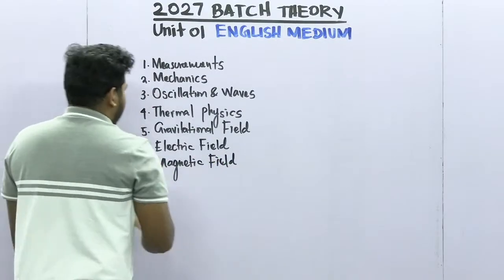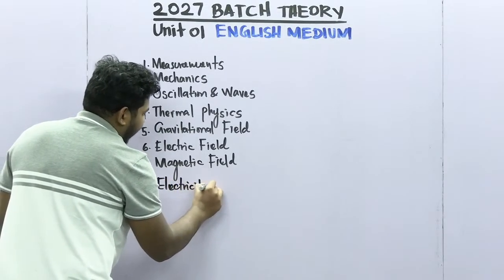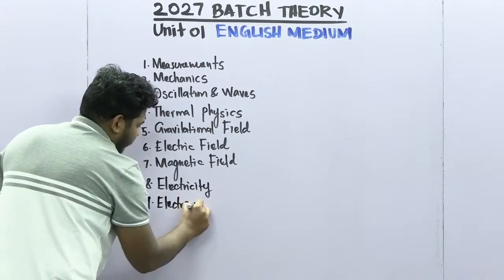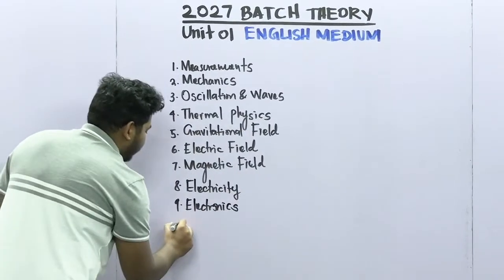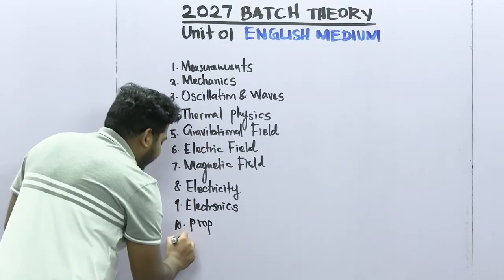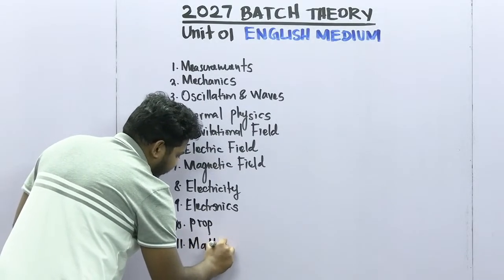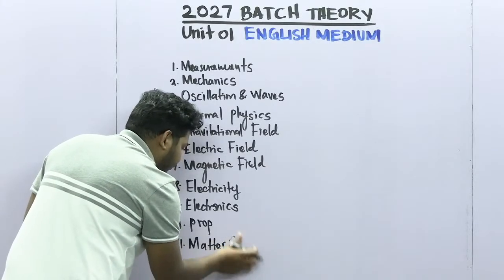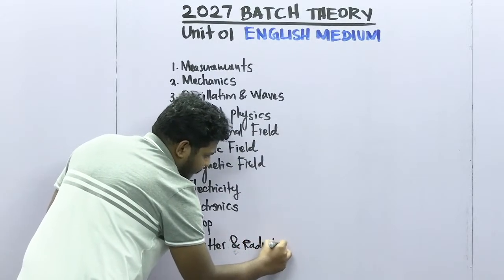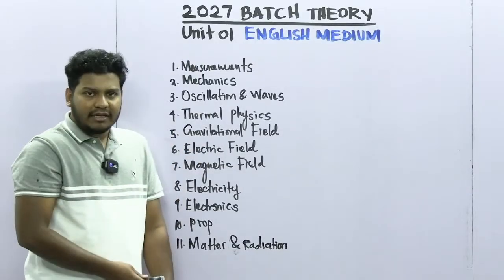Eighth one, electricity, current electricity. Ninth one, electronics. Tenth one, prop, that means properties of matter. And the 11th one is matter and radiation. So these are the units in advanced level physics.